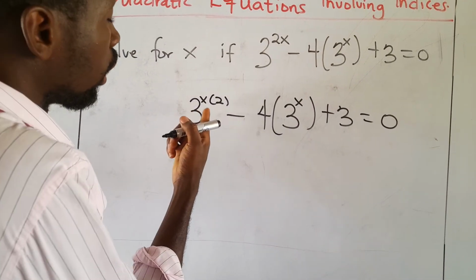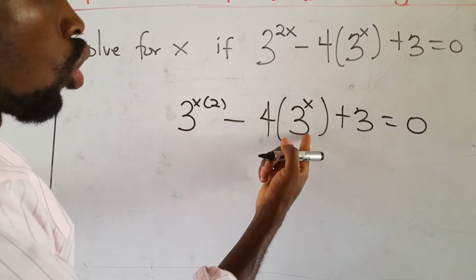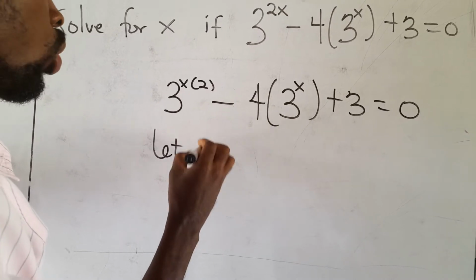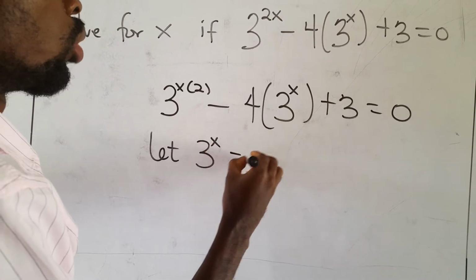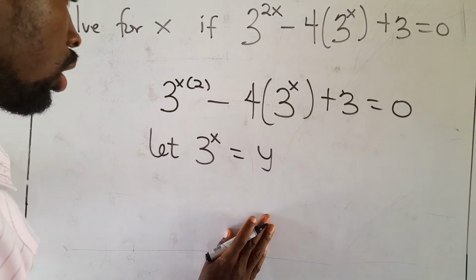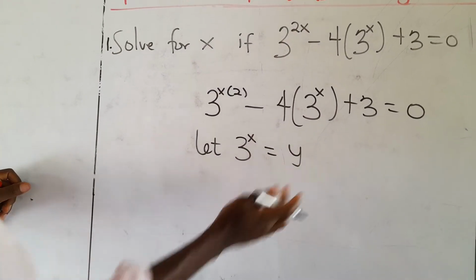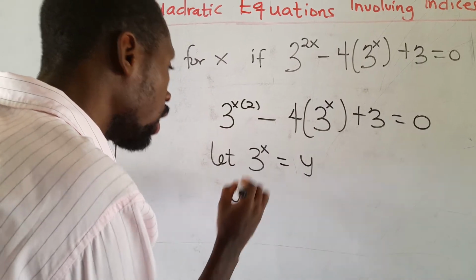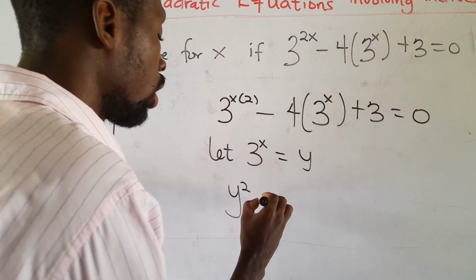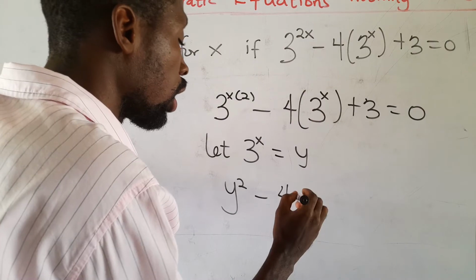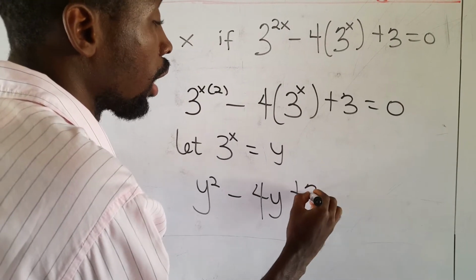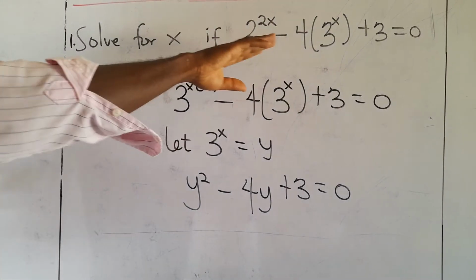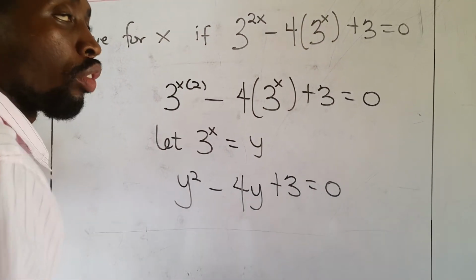Now look at it. 3 exponent x is common to this and that. So we let it be equal to any variable. So we say let 3 exponent x be equal to y. So in place of 3 exponent x, we substitute y. So in place of this 3 exponent x, we put y squared, minus 4 times y, plus 3, equal to 0. So we have succeeded in reducing our indices problem into a simple quadratic equation.